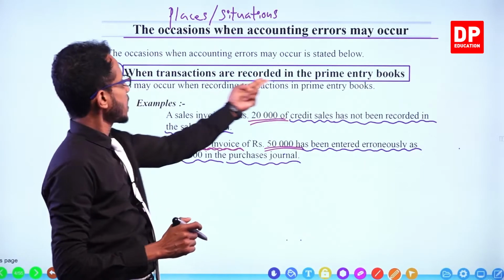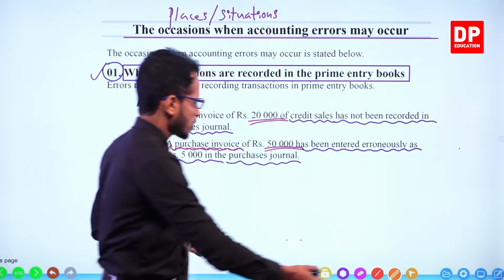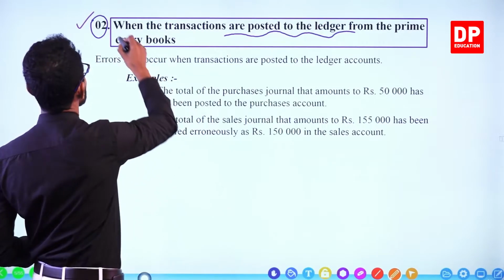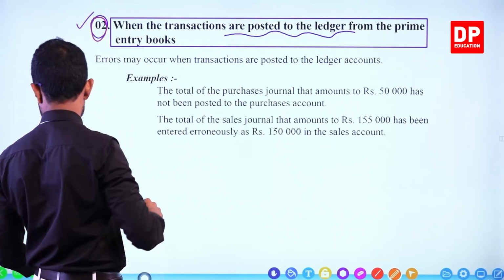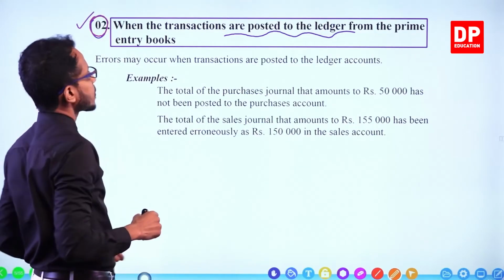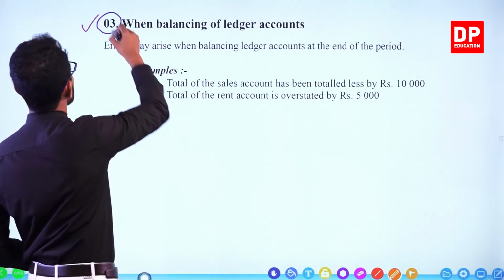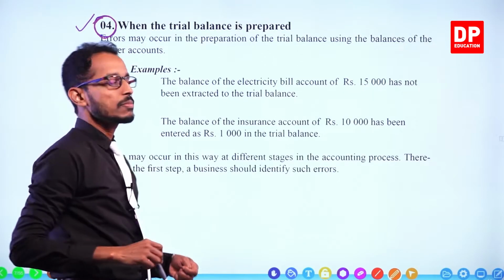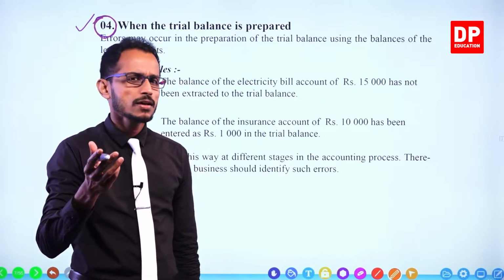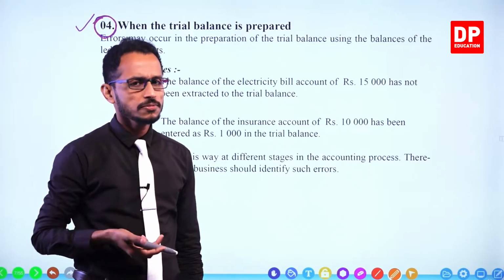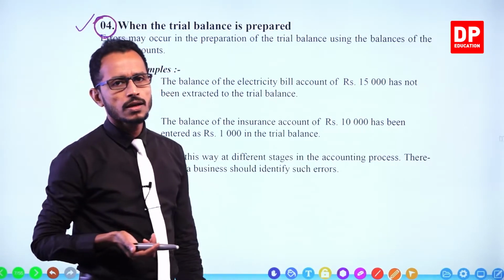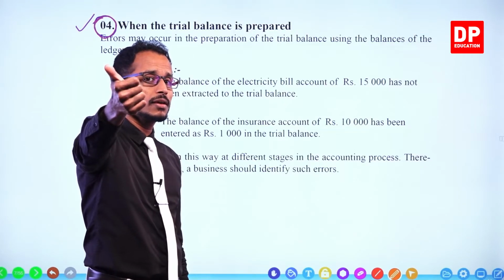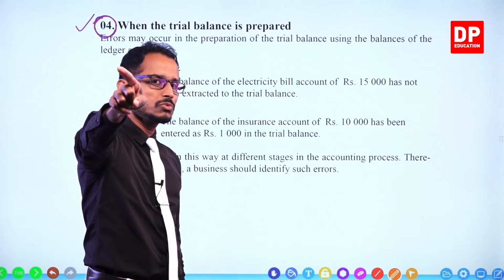First, prime entry books. Second, ledger accounts. Third, balancing of accounts. Fourth, preparing the trial balance. Didn't we talk about this order? Didn't I give you a flow chart? You, tell me. Can you remember or can't you?